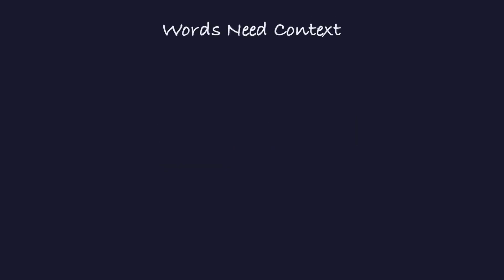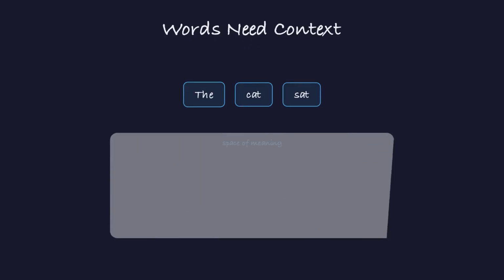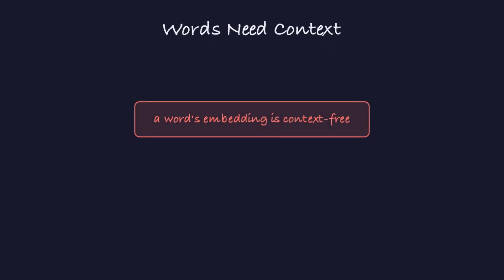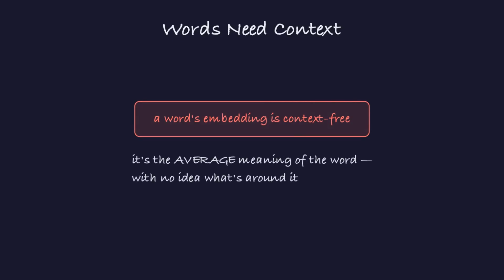Quick recall, 30 seconds. A language model breaks text into tokens and turns each one into an embedding, a position in a giant space of meaning. Cat sits near dog, king near queen. Good, but here's the catch that breaks everything. On its own, a word's embedding is context-free. It's the average meaning of the word with no idea what's around it.